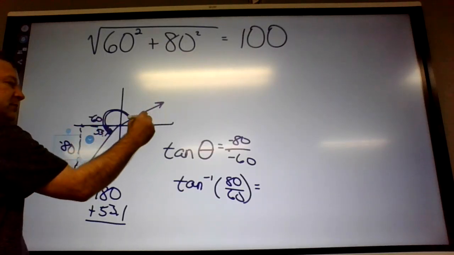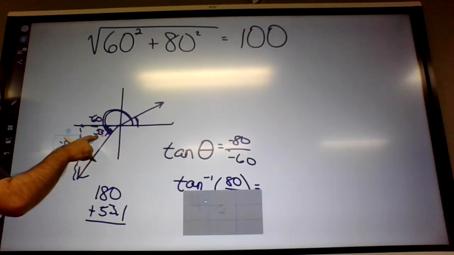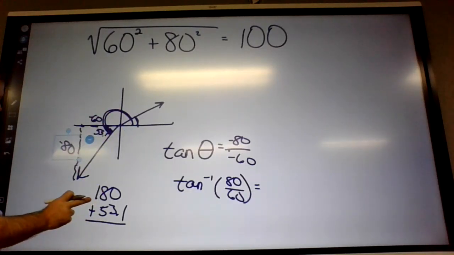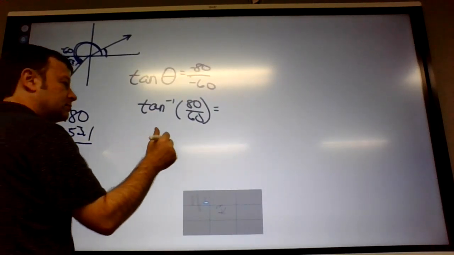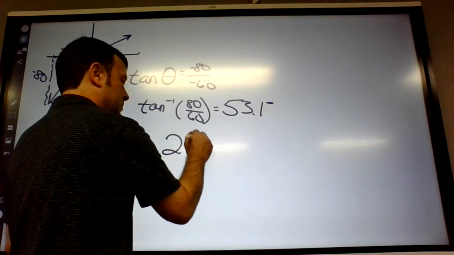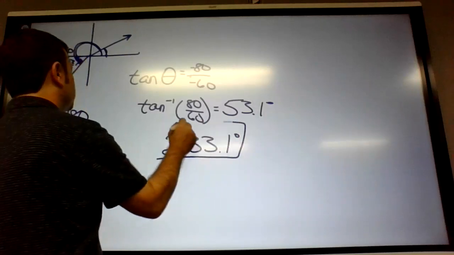On number one, or the last problem, we didn't have to do that because it was just in the first quadrant. It was like right there. So that angle was the answer. But if it's over here in the third quadrant, yeah, it's 233.1. So that's one of the answers.